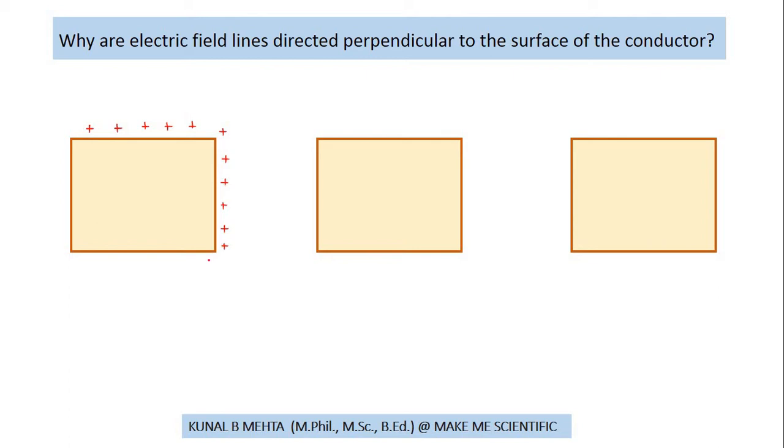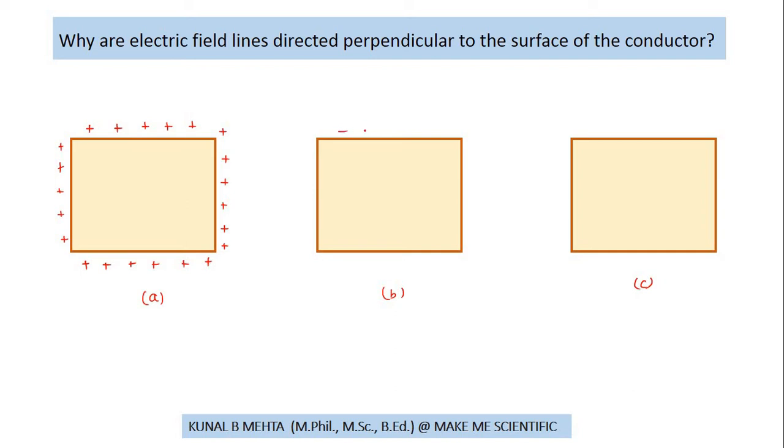We do know that, guys, right? And that's why the electric field inside the conductor is always zero. So now this is the charge distribution. Let me call this cube A, this is cube B, and this is cube C.